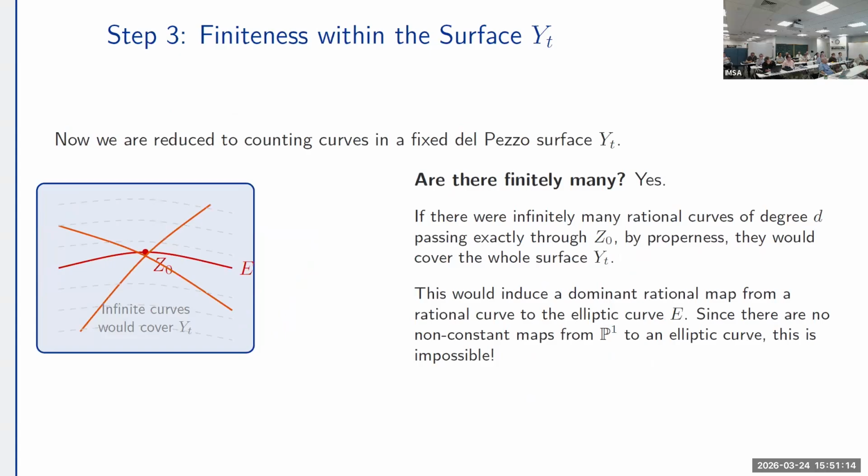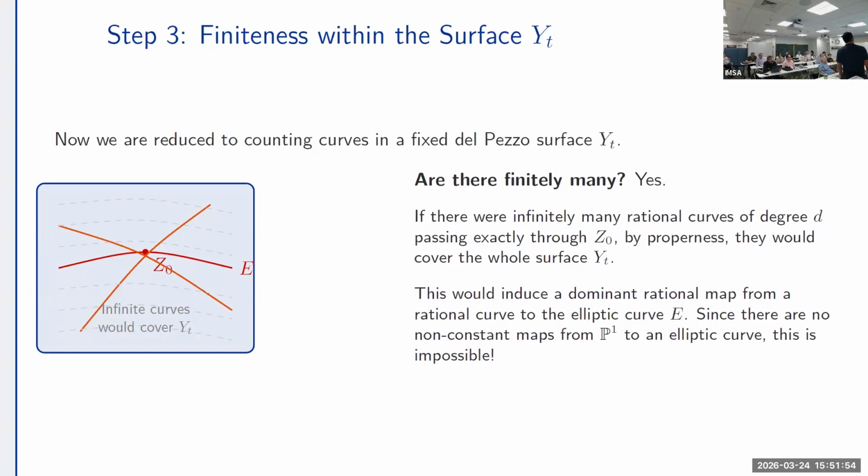And now, how many curves can we have on this hyperplane section? Can there be infinitely many? No, we only have finitely many. So what is the argument? The argument is, if there were infinitely many curves passing through these D points that we specialize to E, by properness, they would cover the whole surface. So this would induce a dominant rational map from a rational curve to the elliptic curve E, but there are no non-constant maps from P^1 to an elliptic curve, so this is not possible.